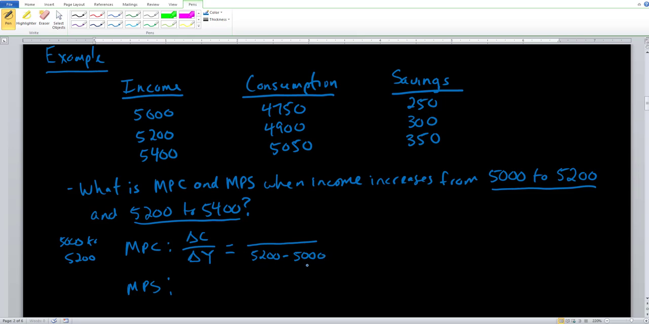We just want to stay consistent with these differences right here. Your number should always be a positive number with the MPC and MPS. So something to be aware about that. Next, our change in consumption.